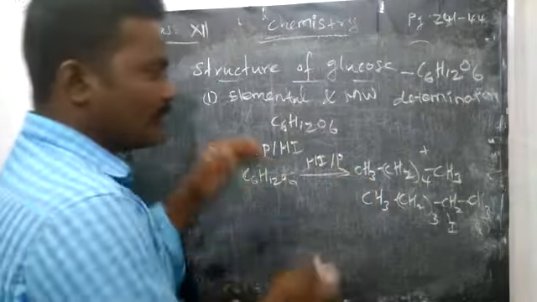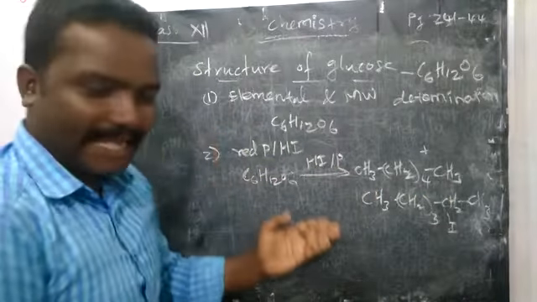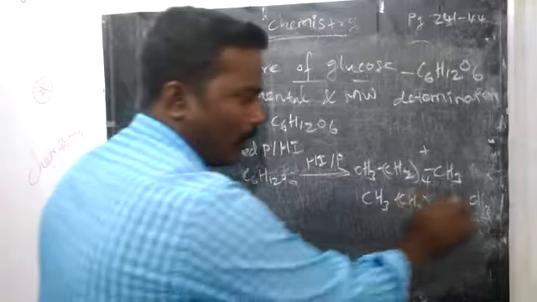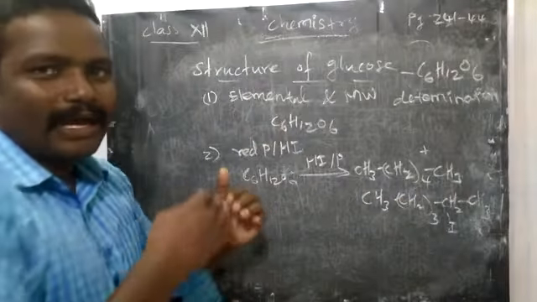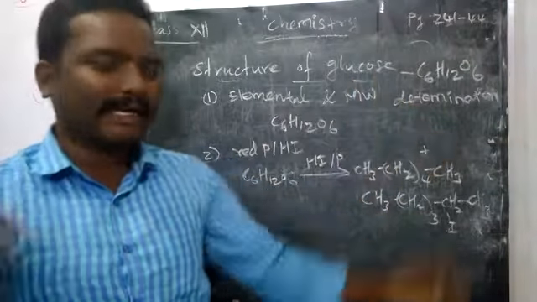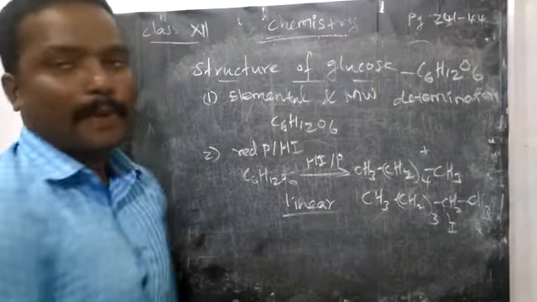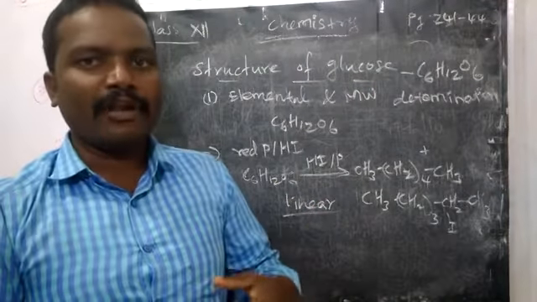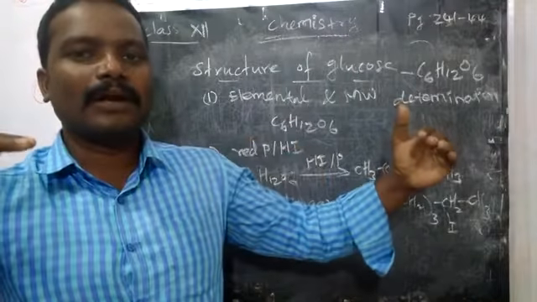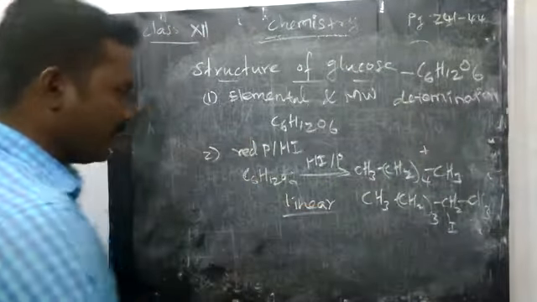Okay. So what's the conclusion from this reaction? We can confirm all the 6 carbons in glucose are continuously connected one by one in a linear structure. This is important. Just now we have found that it has 6 carbons in a linear structure. Okay.